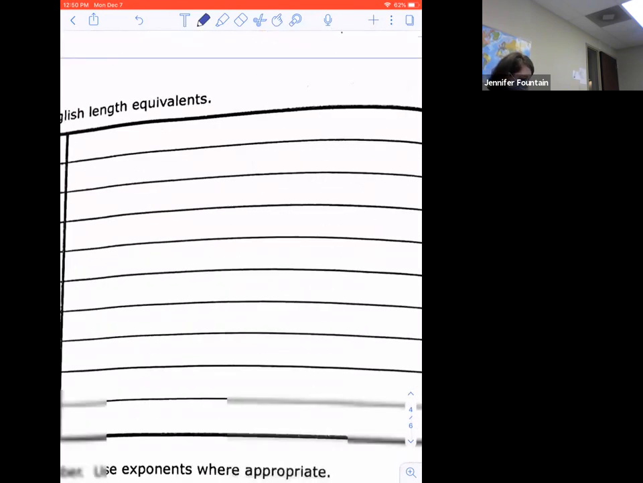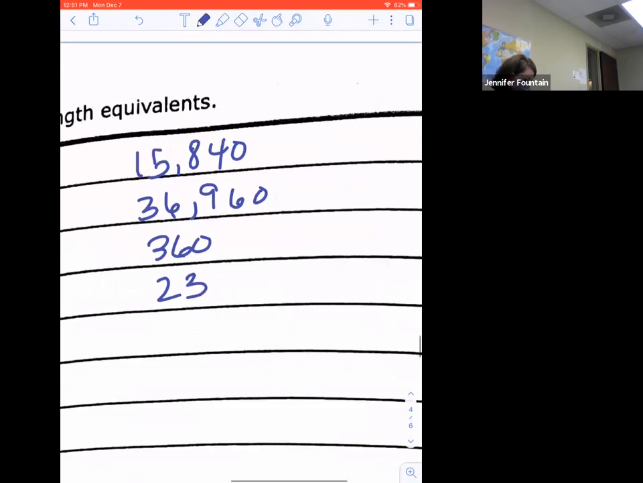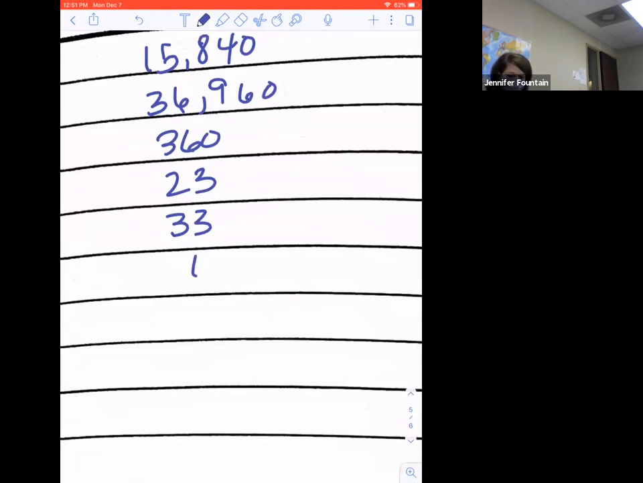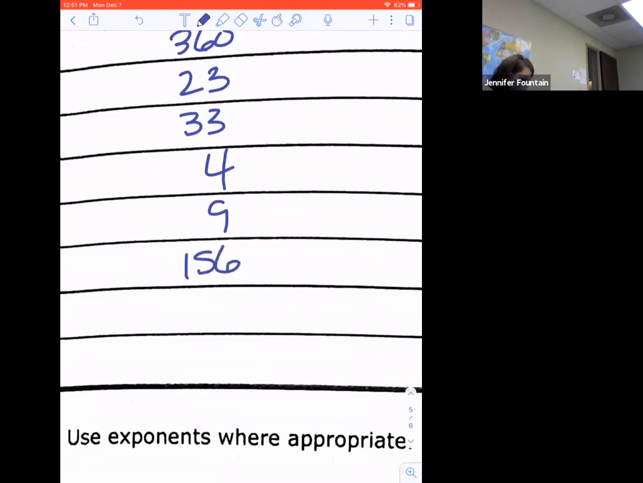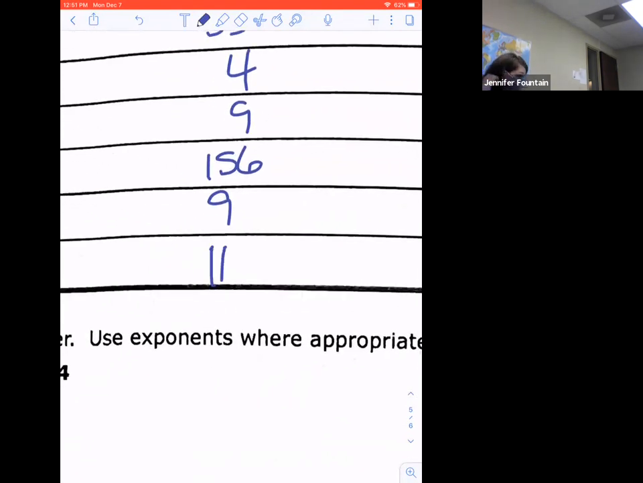And the next section on page 88, 9 miles is equal to 15,840 yards. 7 miles is equal to 36,960 feet. 10 yards is equal to 360 inches. 69 feet is equal to 23 yards. 11 yards is equal to 33 feet. 21,120 feet is equal to 4 miles. 15,840 yards is equal to 9 miles. 13 feet is equal to 156 inches. 108 inches is equal to 9 feet. 396 inches is equal to 11 yards. Okay.